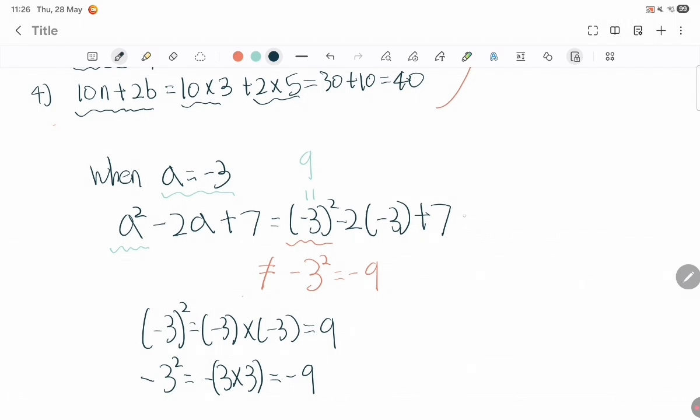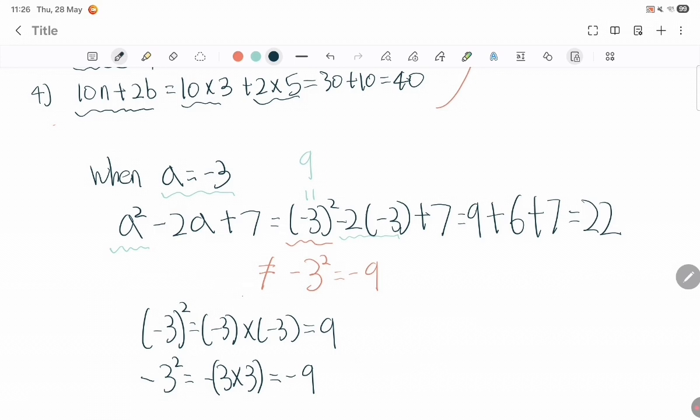Yeah, let's just evaluate this equation. So this will become 9, and -2 times -3. Also, we have two negatives again, so this will become positive. Plus 6, 2 times 3 equals 6, plus 7. So this is equal to 15 plus 7, so 22.